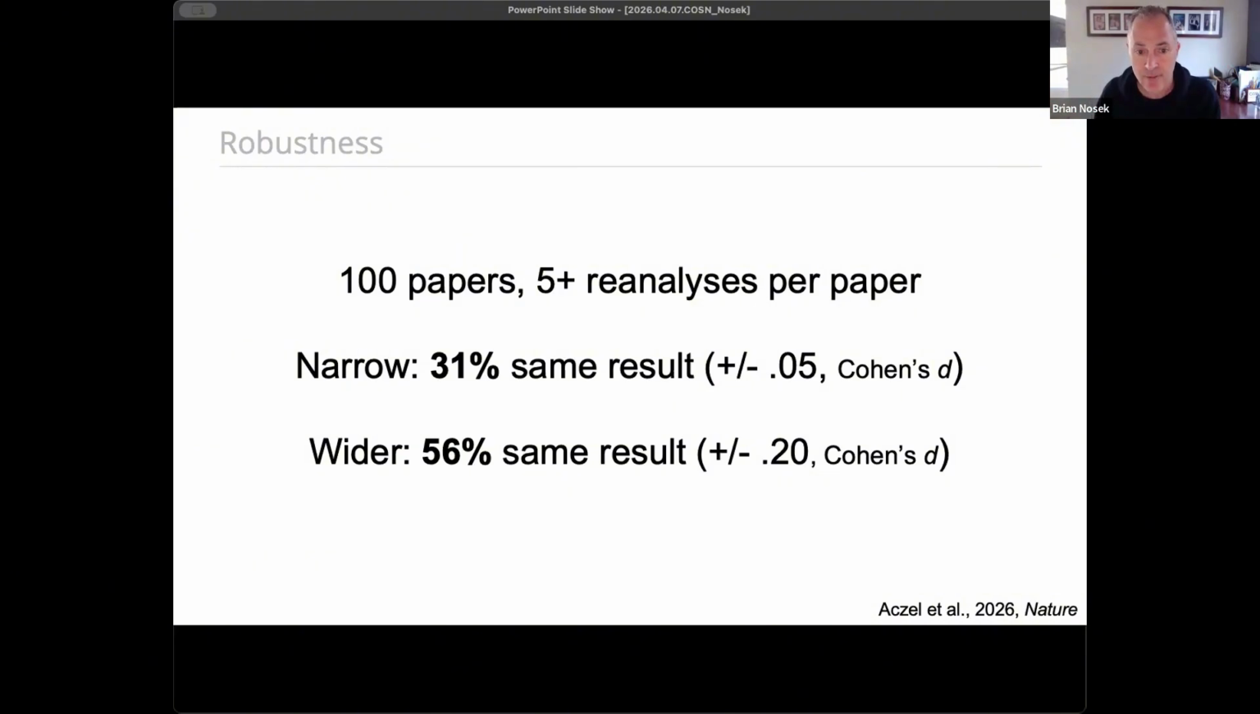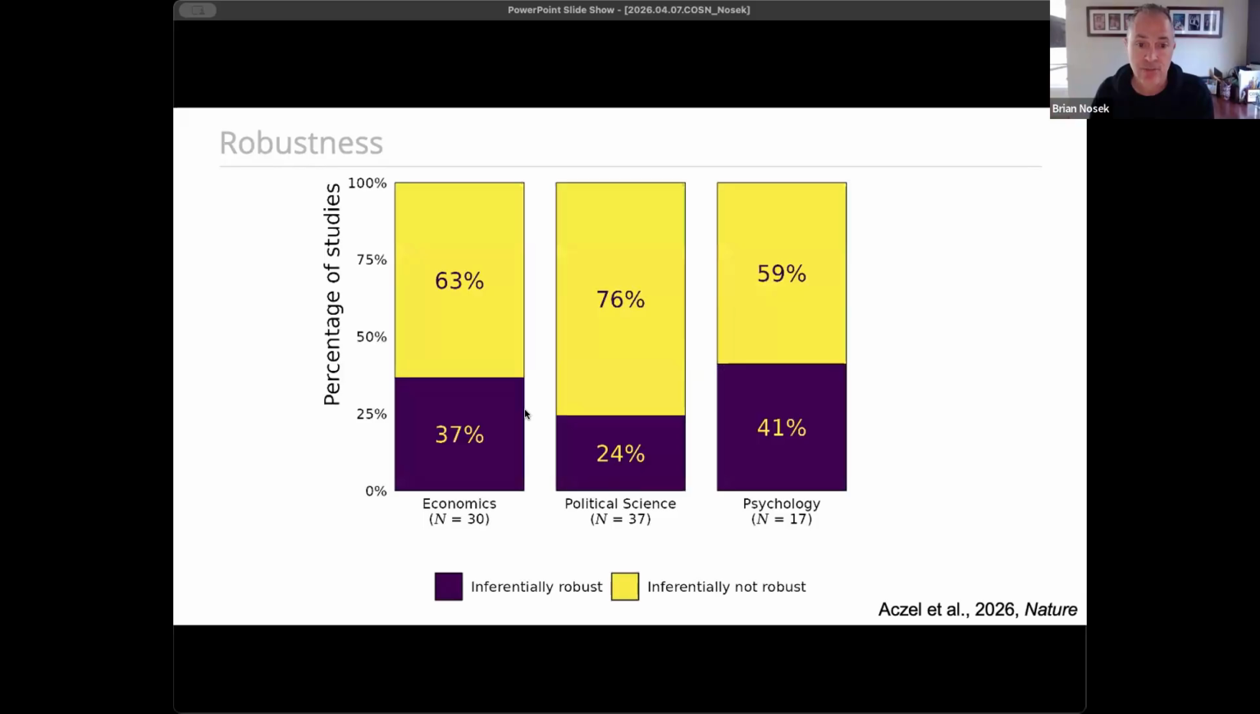So that approach emphasizes the same result in the range of the effect size. And if you interpret that by different fields, you see that a high proportion of the findings are not robust, meaning that different analysts found different results outside of those tolerance regions. I wouldn't make a big deal out of the differences between fields here. I don't think the sample sizes are quite large enough to say, oh, this is better in this field than that field. But you can see that there is some variation.